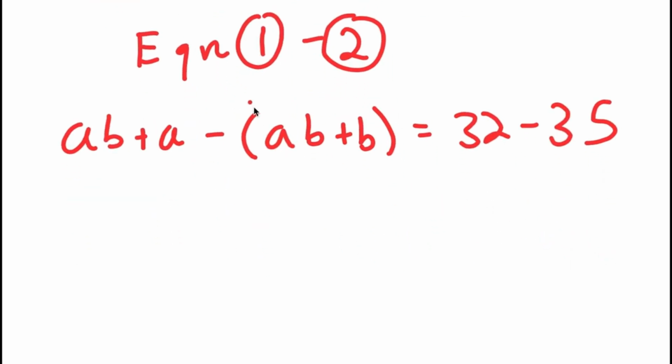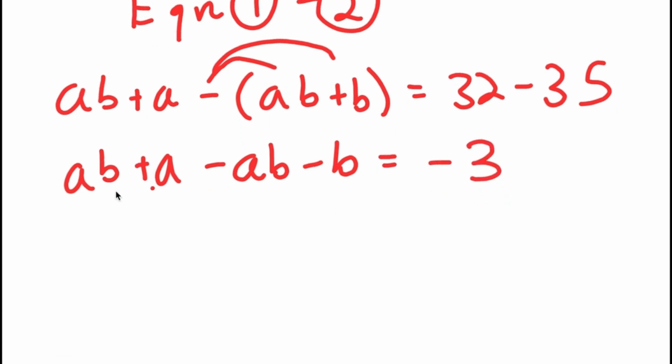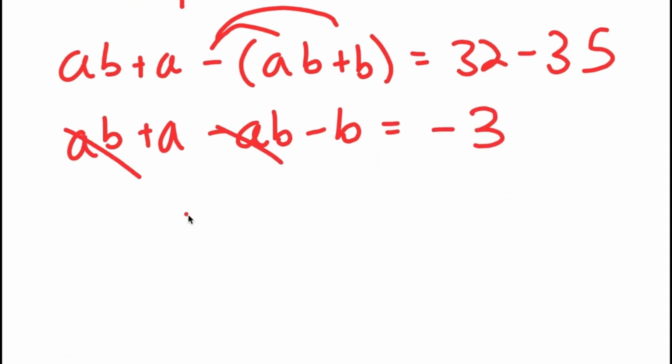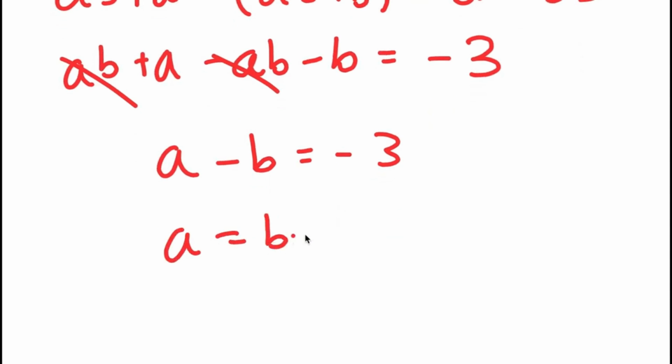To solve this, what I'm first going to do is distribute the negative sign. Now I get AB plus A minus AB minus B is equal to 32 minus 35, which is equal to negative 3. Now I can cancel out AB and negative AB, so I'm left with A minus B is equal to negative 3. And this means that A is equal to B plus 3.